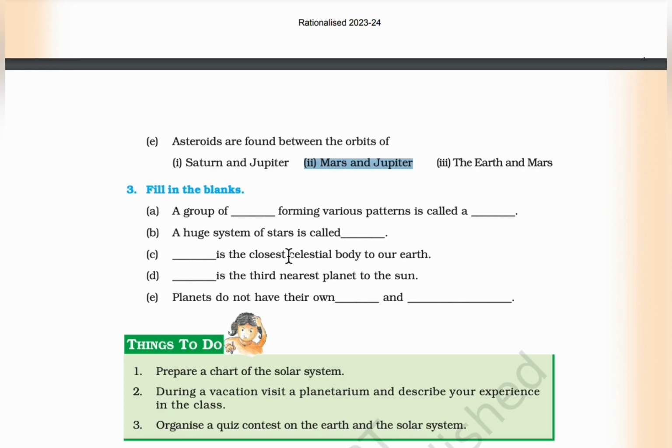Next, what is a celestial body? All the objects that shine in the night sky are called celestial bodies. So the moon is also a celestial body. Next is, dash is the third nearest planet to the sun. It is the earth, and it is the 5th largest planet. Our earth is the 5th largest planet. Next is, planets do not have their own dash and dash. It is heat and light.